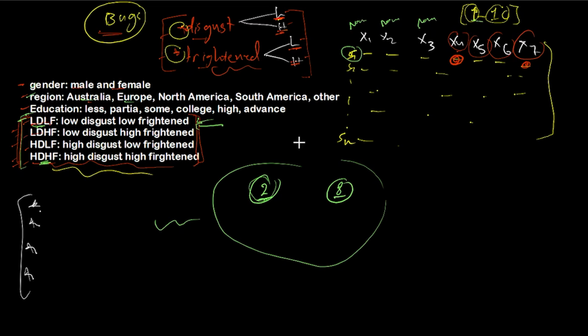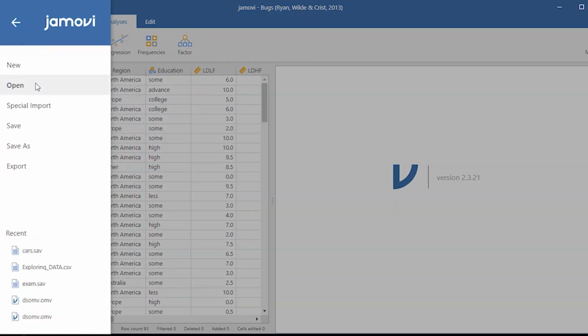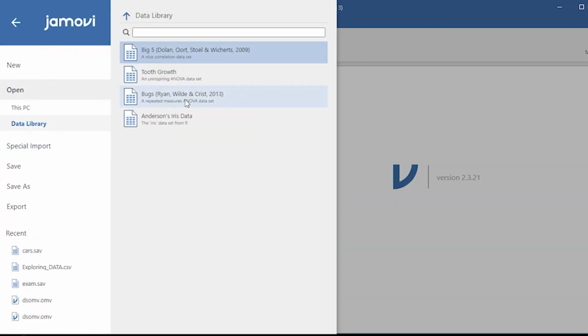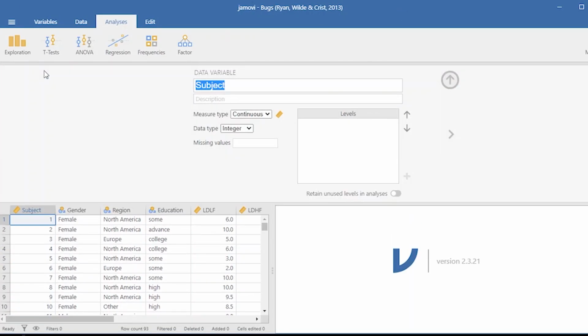Now, since we understood the data set and what it's all about, let's go ahead and import the data set to JAMOVI. I have already imported the data set by opening Open, and in the data library, we just import the bugs data set. Now, if we want to explore the variables, you've got the subject name. This is not so important to us, but maybe we want to figure out about the gender. It's nominal. Then we got the region. We got a number of regions, and they are nominal. And then we've got the education level, and they are nominal. And then you got these variables.